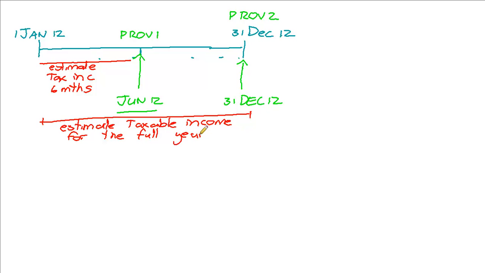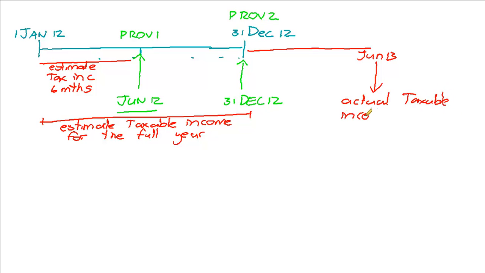It will only be after the year end, maybe around June 2013, that the company will know what its actual taxable income for 2012 was. So only at this point, June 2013, will the company know what the actual taxes are that they need to pay over to SARS.